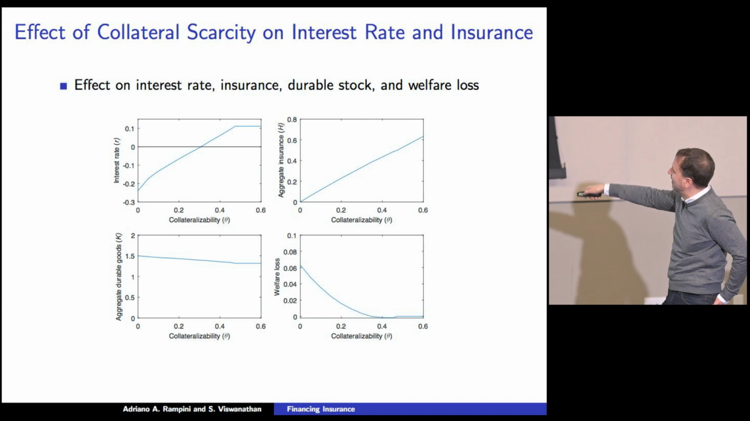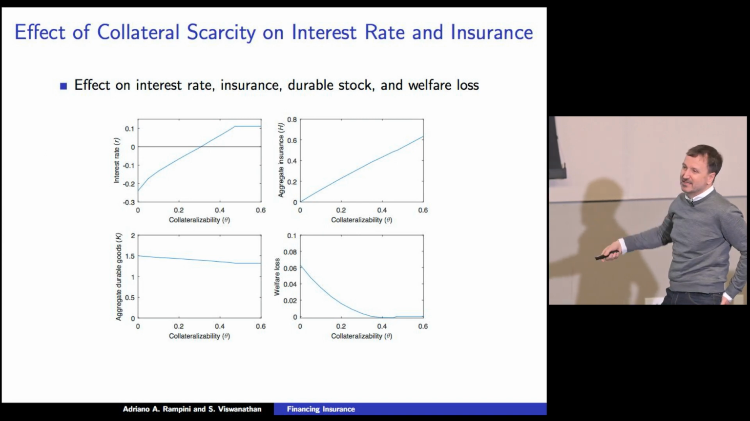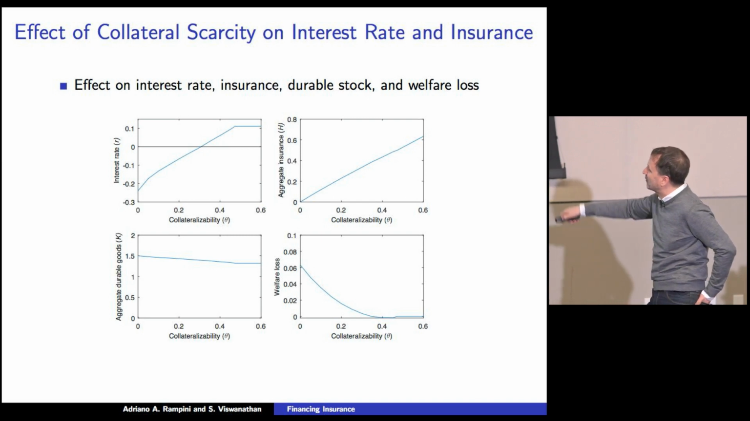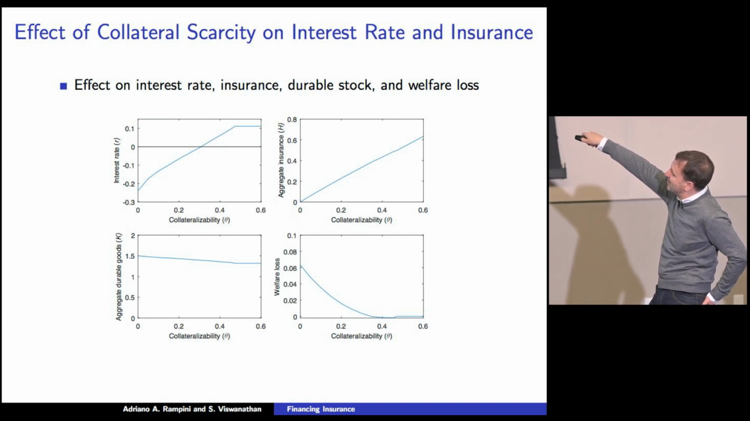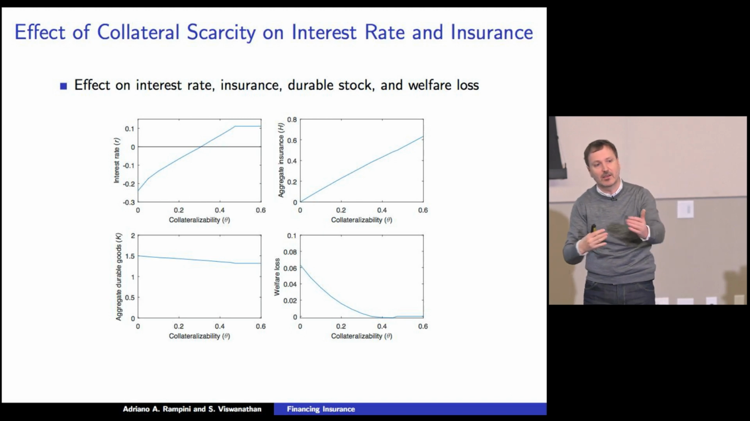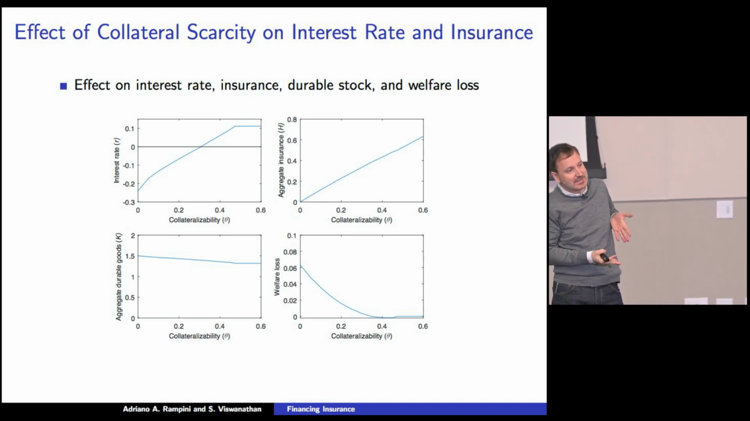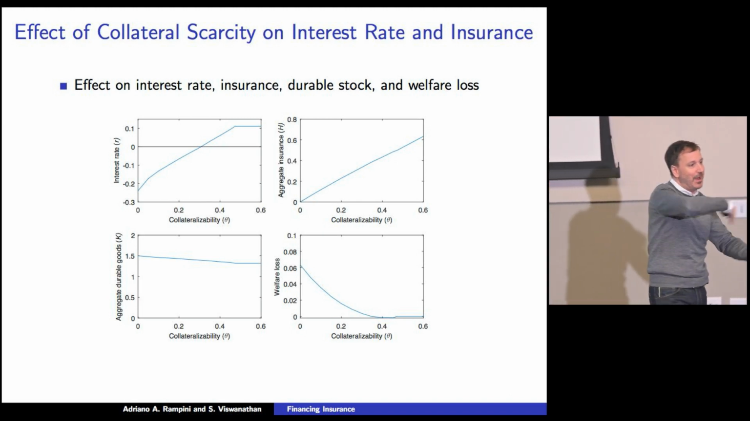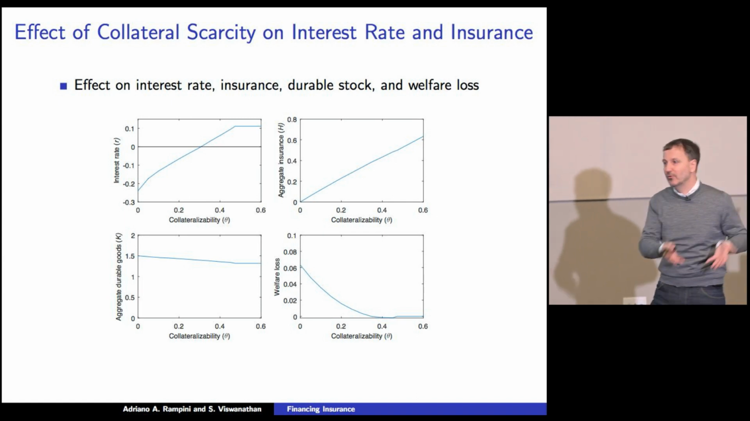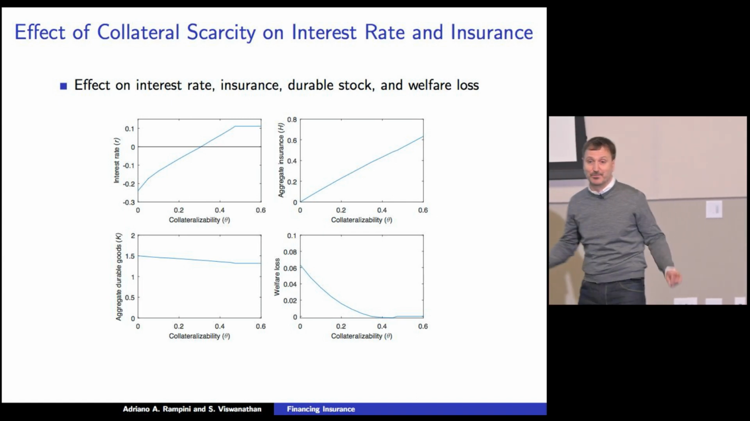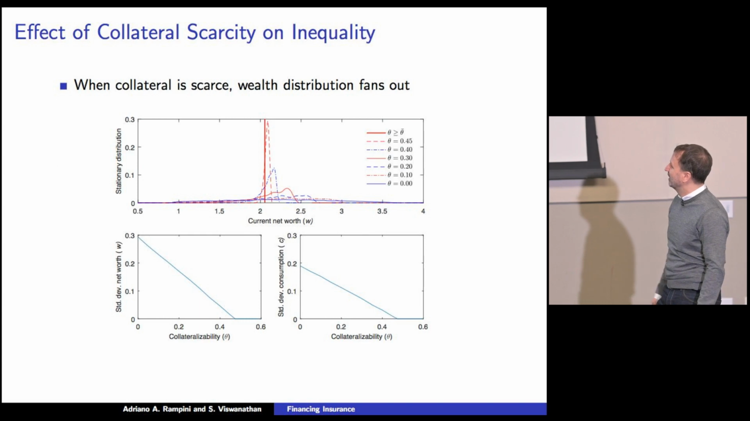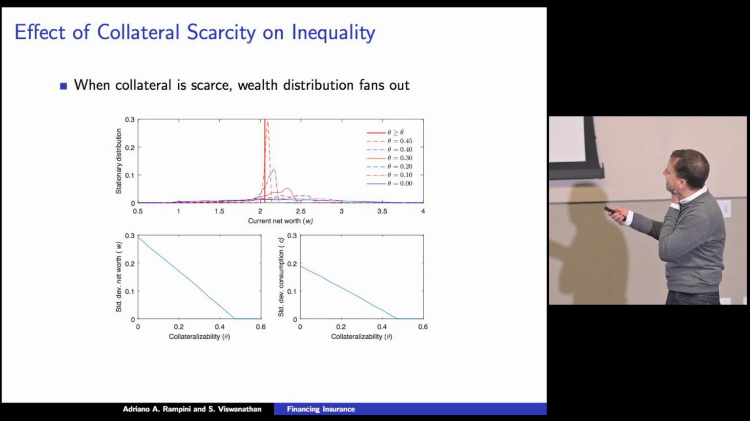Insurance, of course, drops as collateralizability drops. There's a welfare loss as collateralizability drops. This, by the way, is comparisons across steady states. The economy, by the way, responds. If collateral is scarce, the economy responds by, on average, building slightly bigger houses. It's like a roundabout way of responding to the scarcity of collateral. It's just build more houses. That effect, though, in the model is small.